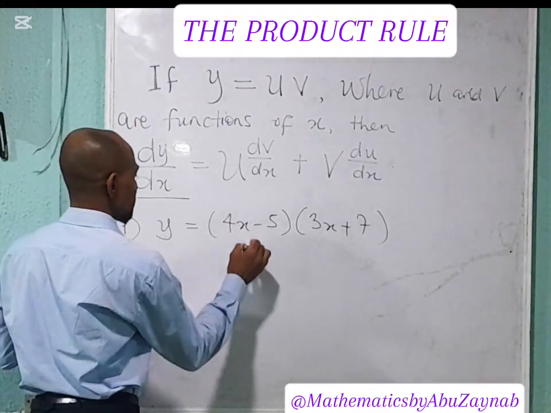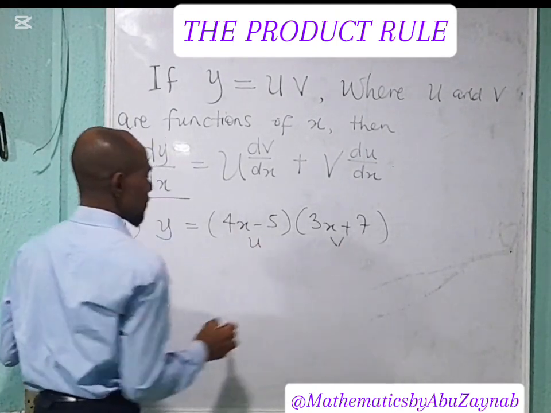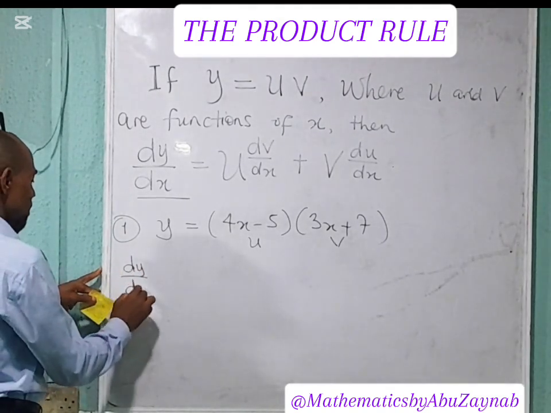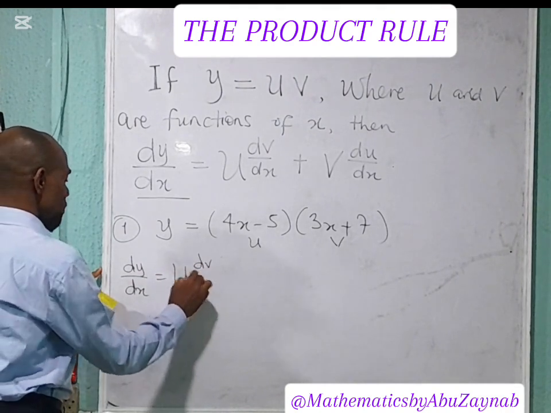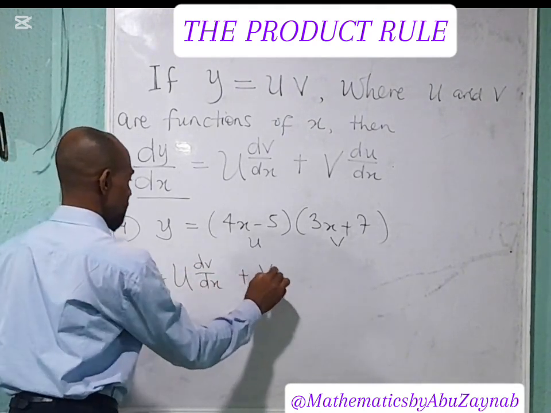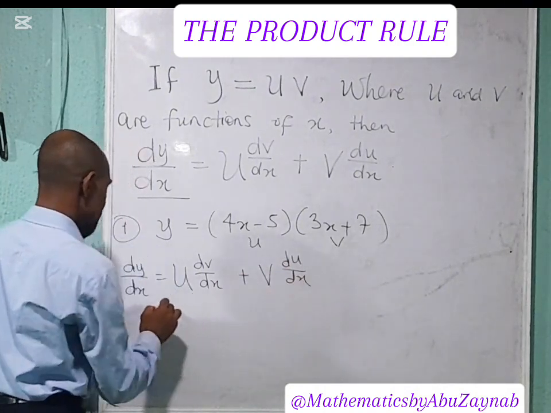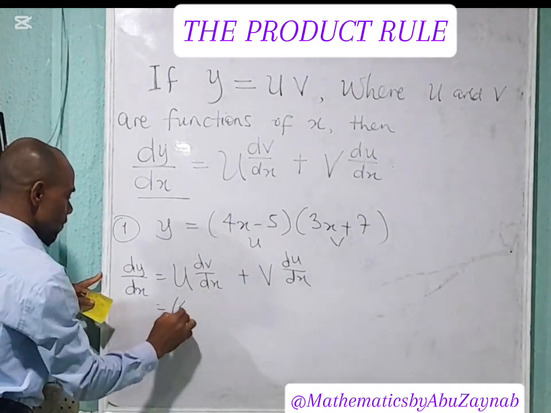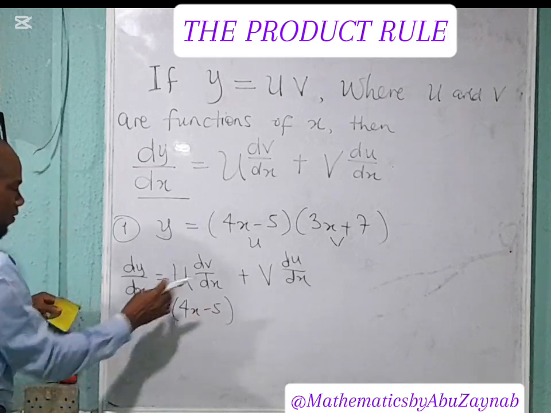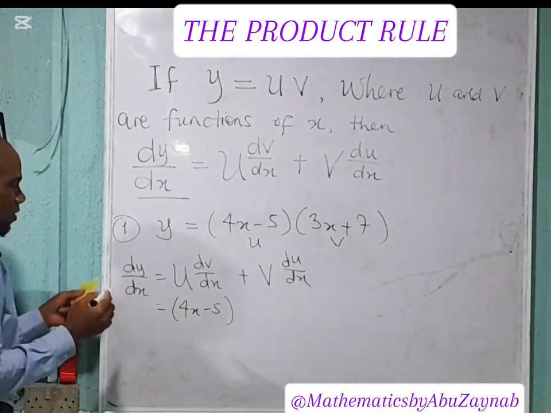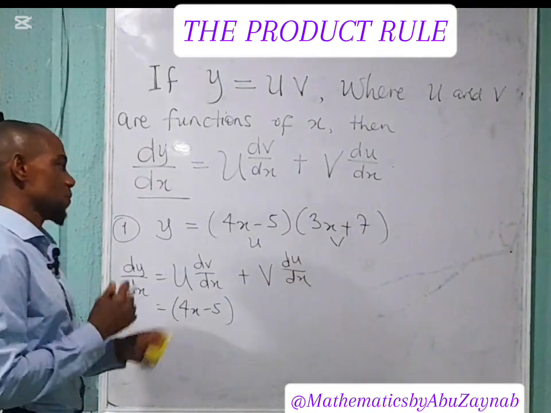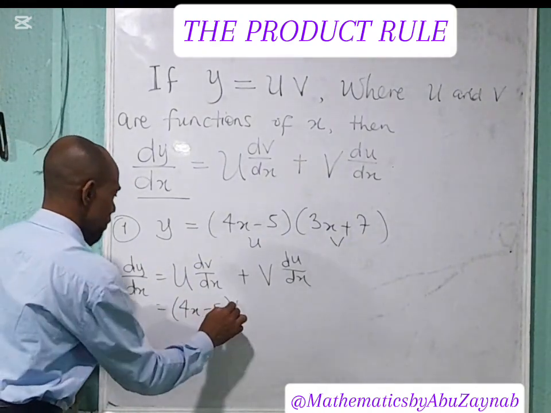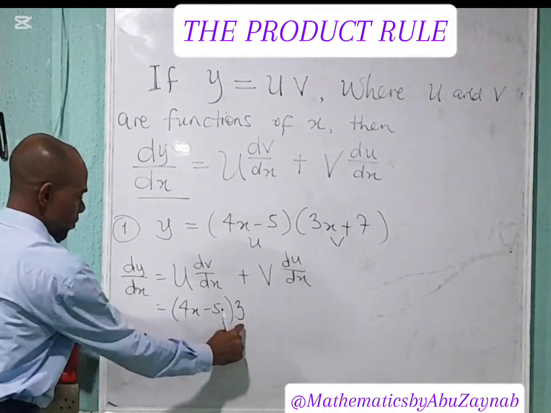So if I start by saying the first bracket is u and the second one is my v, adopting dy/dx for product rule, which is u dv/dx plus v du/dx. Now what this means is, write u down the way it came in the question. So you have 4x minus 5. This is the product rule. Multiplied by dv/dx. It means differentiate v with respect to x. And v is 3x plus 7. So differentiating 3x plus 7 simply results in 3. Hence, this is u and this is dv/dx.